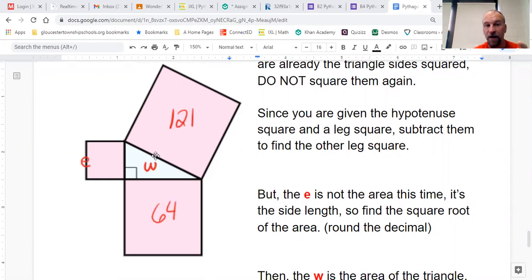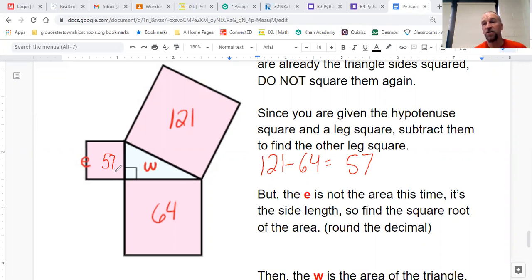This 121, that's the hypotenuse square. 64, that's this leg square. I want to find this square, which obviously with your eye says, oh, that's small. That's the smallest one. Can't be hypotenuse, it's got to be a leg. So you're going to have to subtract them to get the other leg square. So the 121 is the hypotenuse square minus the 64 leg square gives me 121 minus 64 is an area of 57. This is 57.